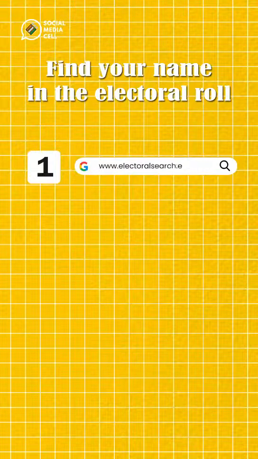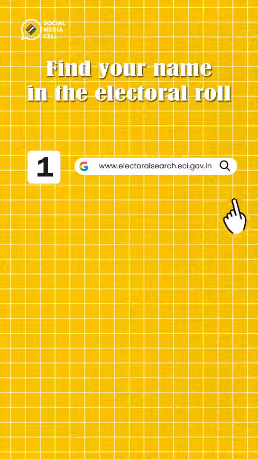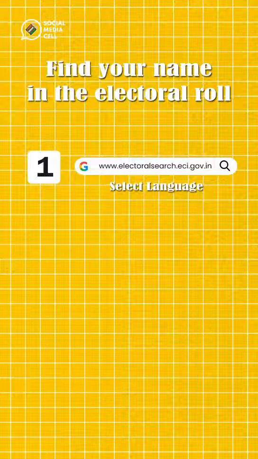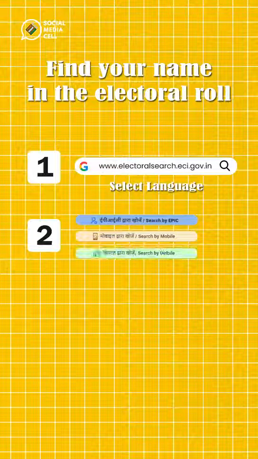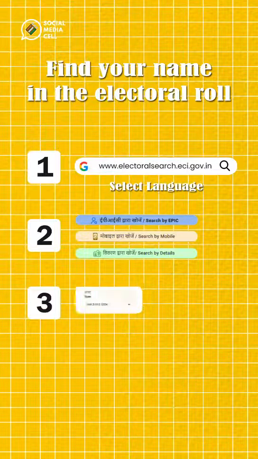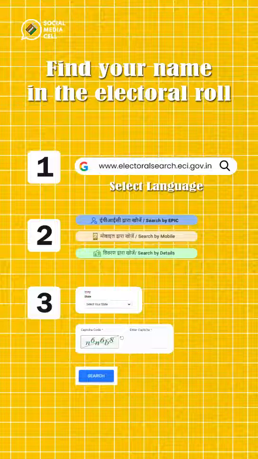Visit our official website electoralsearch.eci.gov.in and select language. You can search your name in the electoral roll by either filling your EPIC number, mobile number or details. Afterwards, choose your state, fill CAPTCHA and click on the search button. Your name will be in front of you.